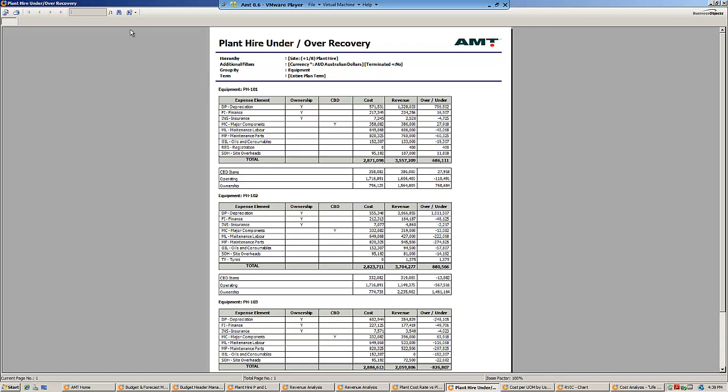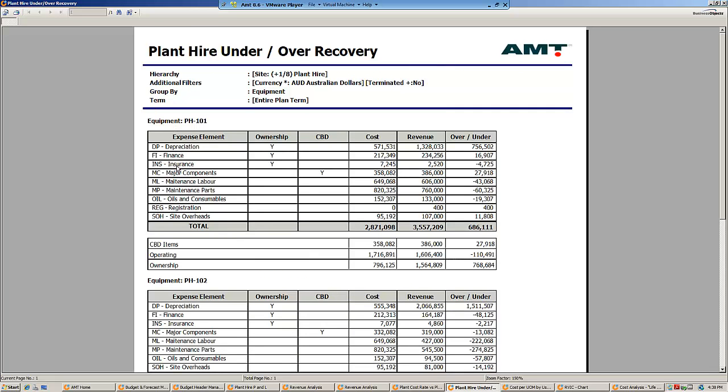This is another report, very similar in the objective. Again, by equipment, we're looking at what the cost is, what the revenue is, and over and under recovery by these different categories.